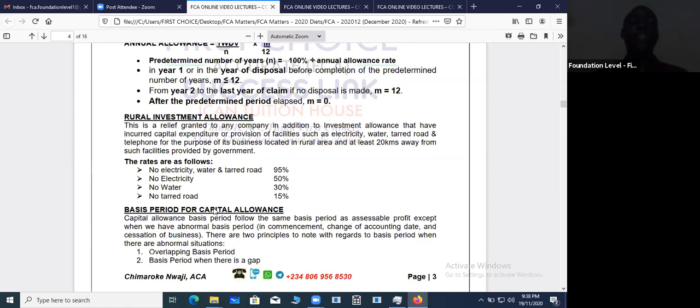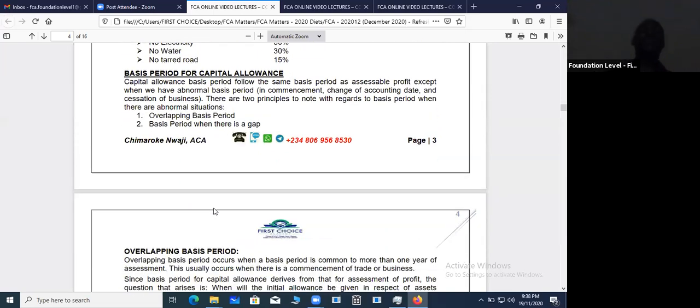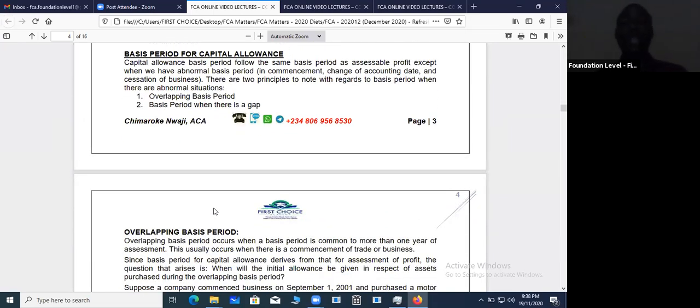Let's look at basis period. Now, basis period for capital allowance is so important. This is because capital allowance is a claim on our profit. So when you make your assessable profit, like we learned last week, is it last week or earlier this week? When you create your assessable profit for a basis period, you are now coming to claim something from it, capital allowance.